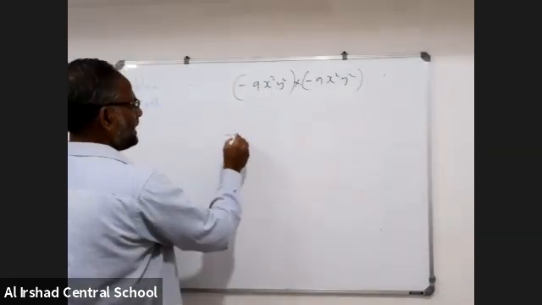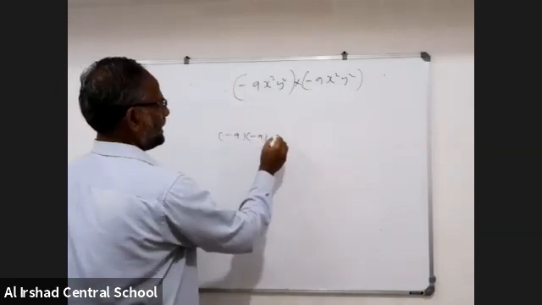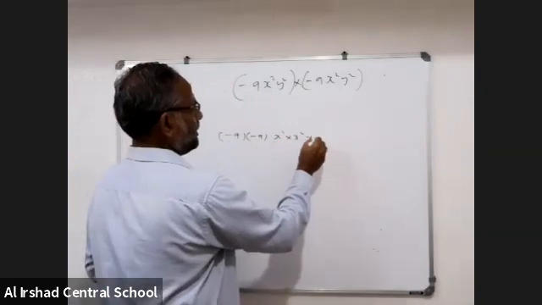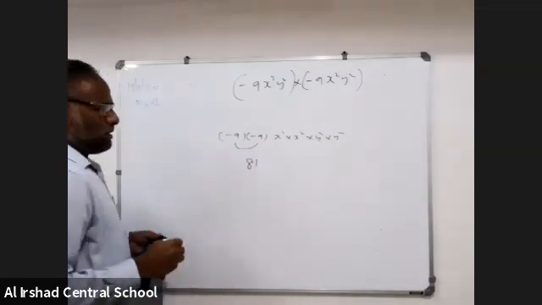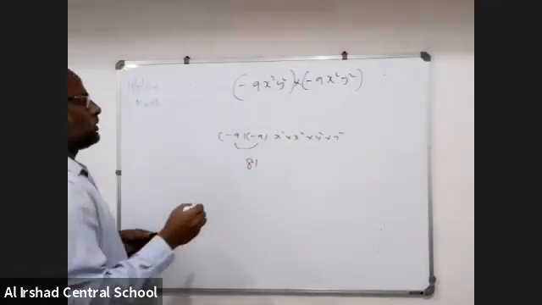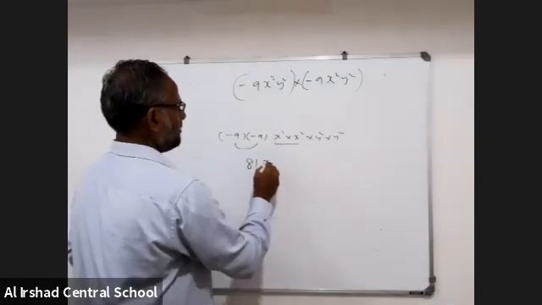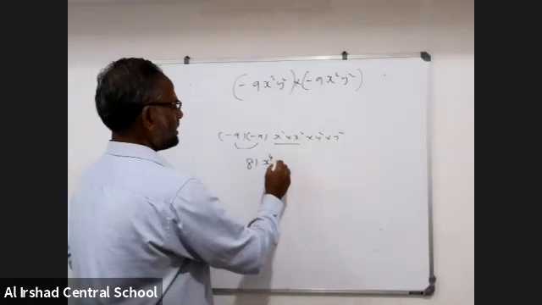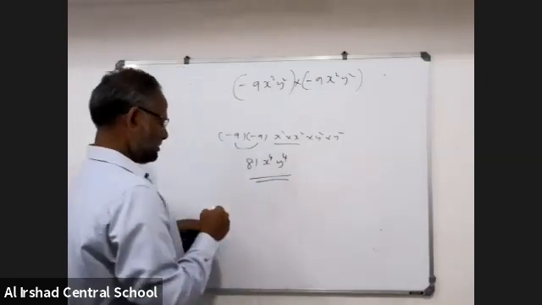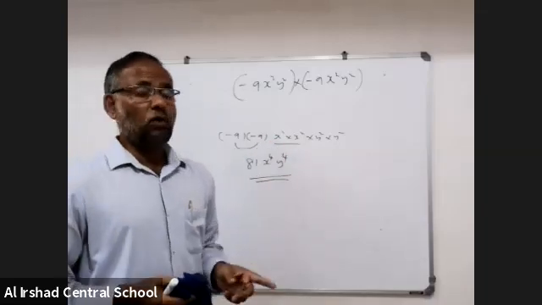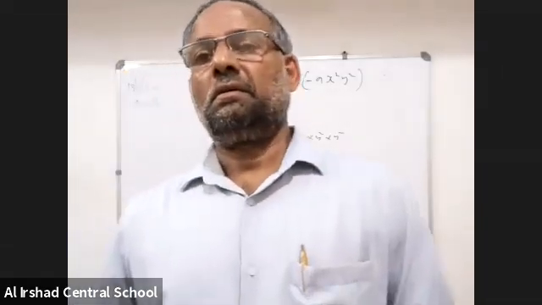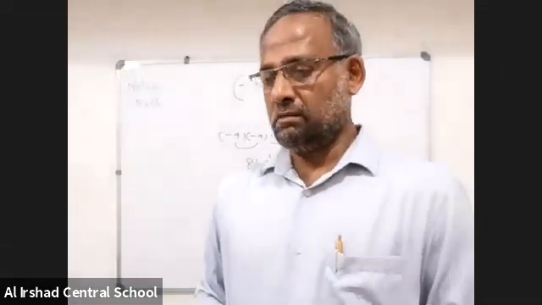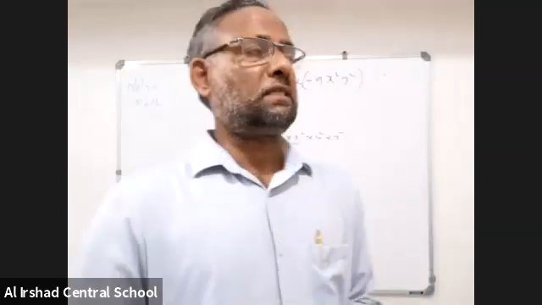Because minus 9 into minus 9, then s square into s square, y square into y square. 9 into 9, 81. Minus into minus, you know, plus 81. s square into s square means s raised to 4. y square into y square, y raised to 4. Don't say s square plus s square. Don't confuse that. s square into s square is s raised to 4.